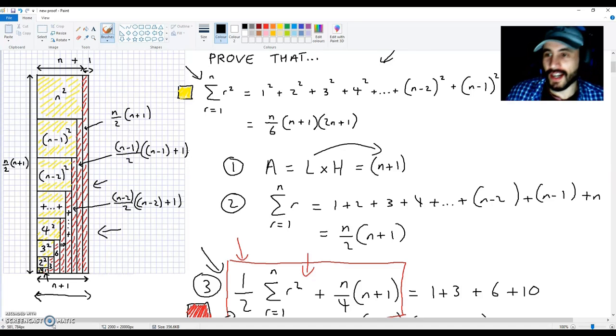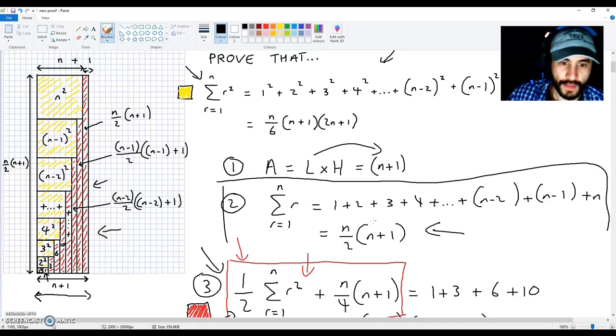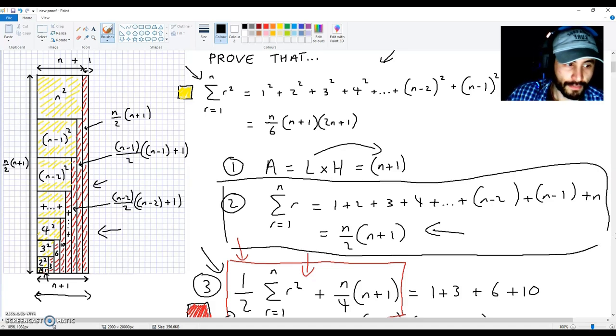Now I've labeled the height of this rectangle n/2 multiplied by n+1. This is because the height of this rectangle represents this equation over here, that is 1 plus 2 plus 3 plus 4, etc. It's just these sums added up. I'm going to explain why.